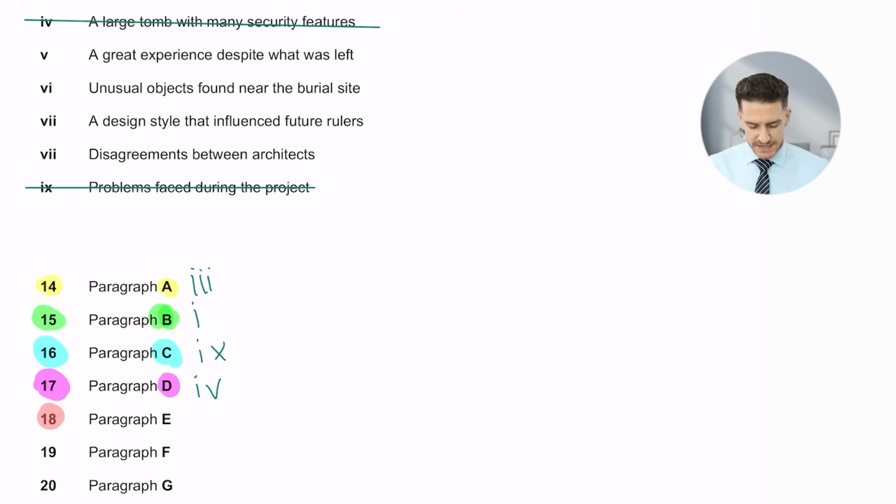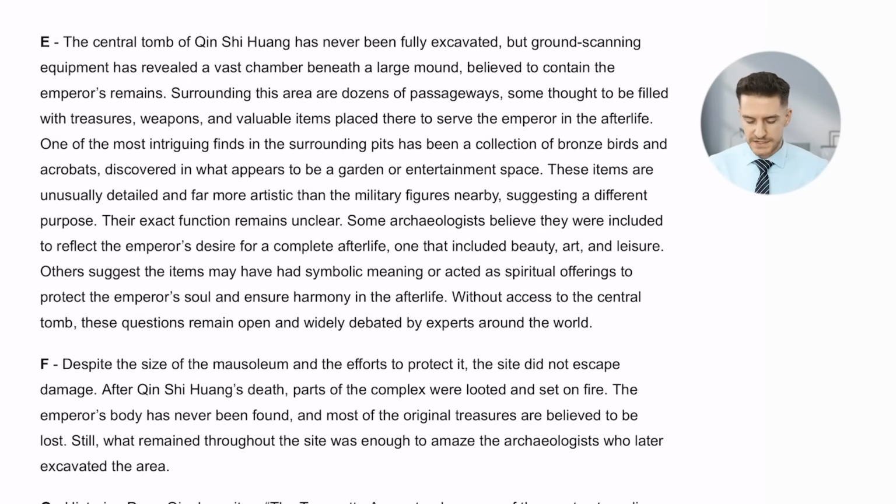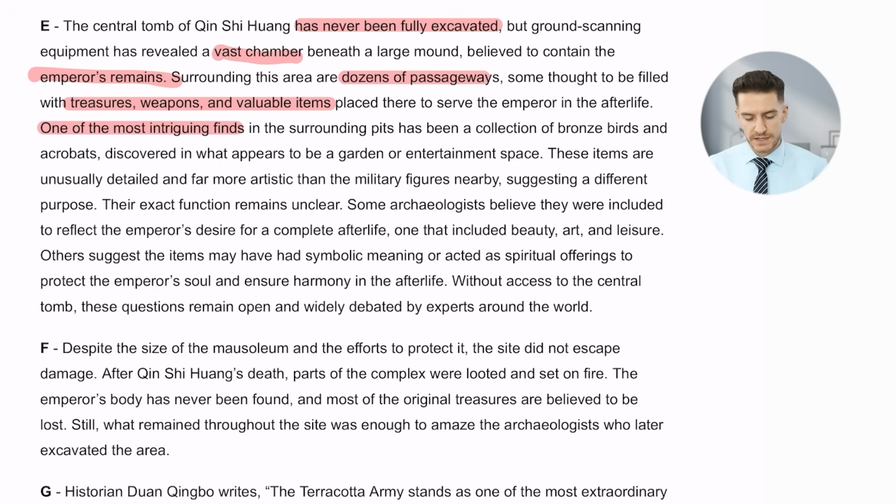Now, the next one is question 18, and that's talking about paragraph E. So let's go back up and let's see if we can find the main ideas. So the central tomb has never been fully excavated, okay? But ground scanning has revealed a vast chamber, believed to contain the emperor's remains. There are dozens of passageways, some thought to be filled with treasures, weapons, and valuable items. One of the most intriguing finds, okay, this could be important. One of the most intriguing finds in the surrounding pits has been a collection of bronze birds and acrobats. Okay, that's interesting. Discovered in what appears to be a garden or entertainment space. These items are unusually detailed, far more artistic. So this is sort of saying that these items might be a bit different or strange.